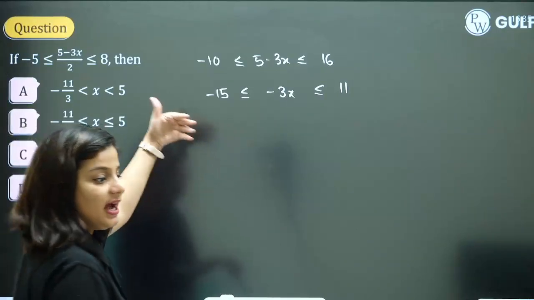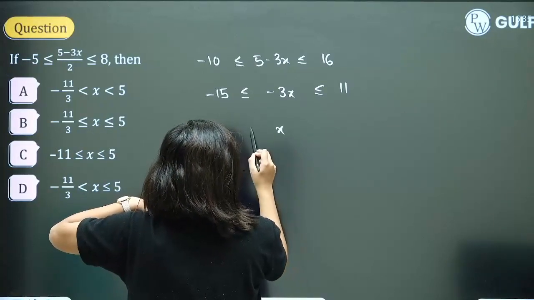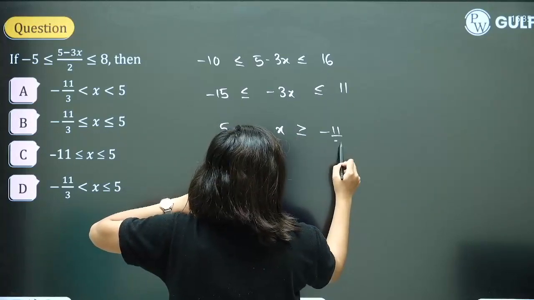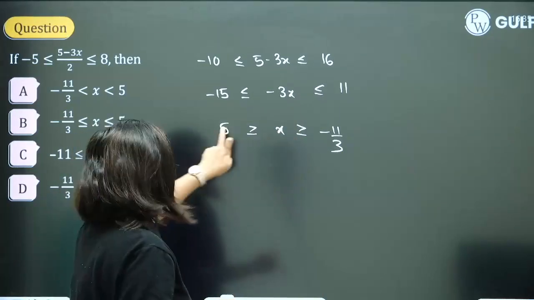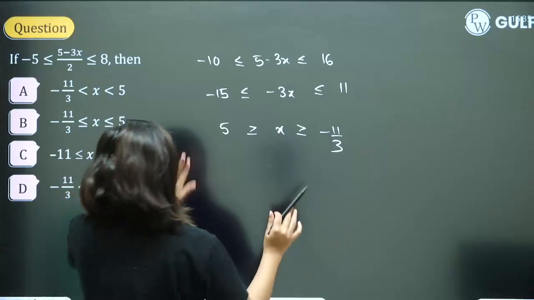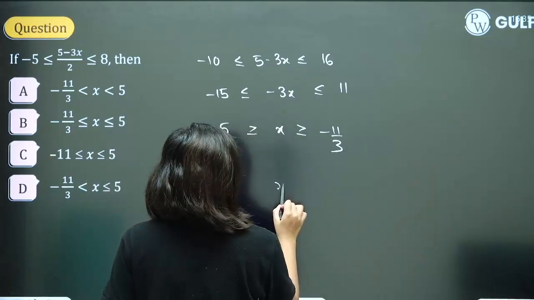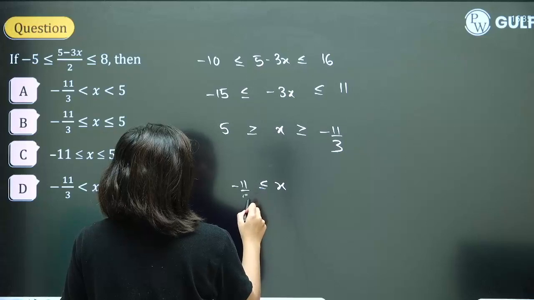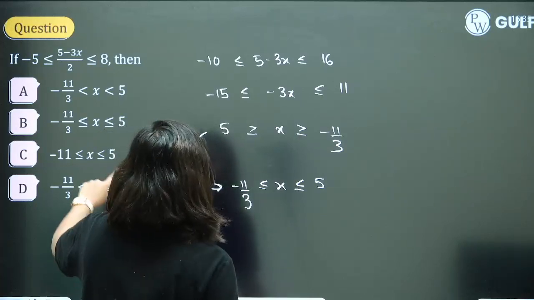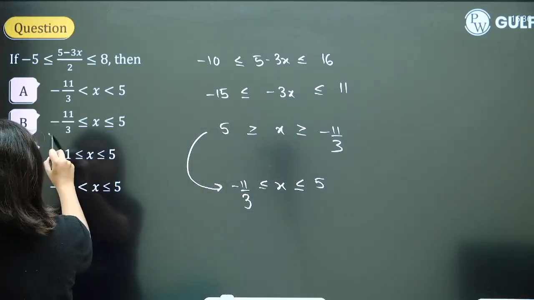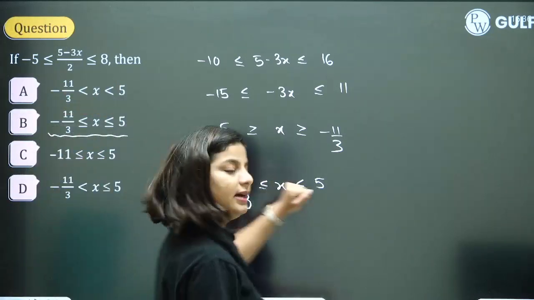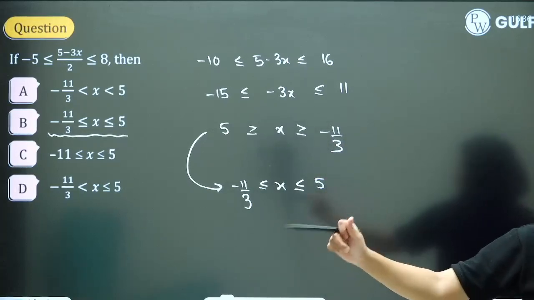Dividing with minus 3. Guys, dividing with a negative number will change the inequality. Minus 15 by 3 will be 5 and minus 11 by 3. Can you see the inequality sign changed? If I just rewrite it, because we always write the smaller number on left and bigger number on right. So rewriting it, x is greater than or equal to minus 11 by 3 and less than or equal to 5. Just the same thing. Option B. Answer is option B.